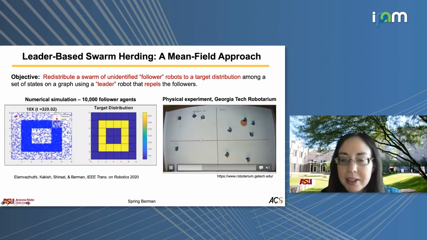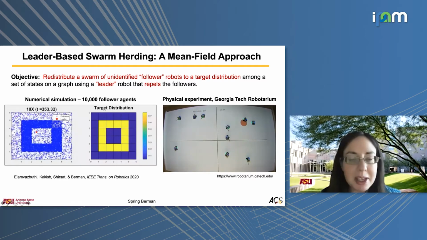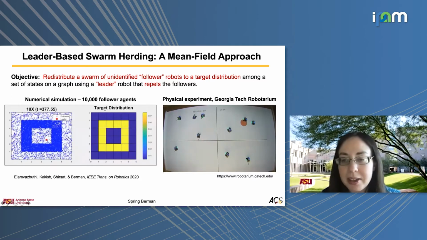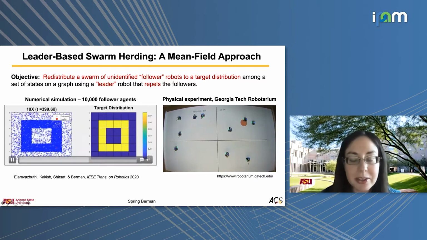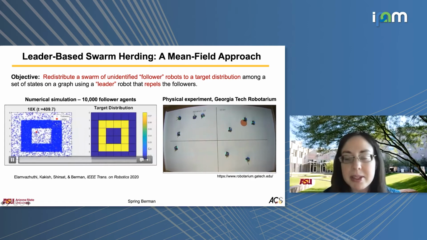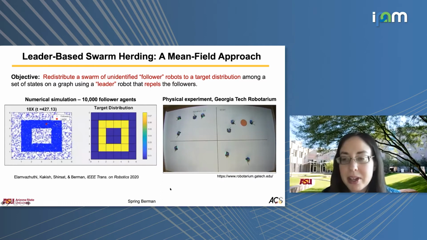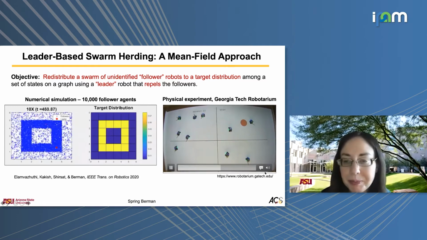So on the right, this is the same strategy implemented on a remotely accessible test bed, which is called the Robotarium. It's at Georgia Tech. And so you can test your swarm control algorithms by sending your code over to this test bed, and they will implement it on real robots, as you can see. And so we also validated this approach on this test bed where the red dot is representing the leader.